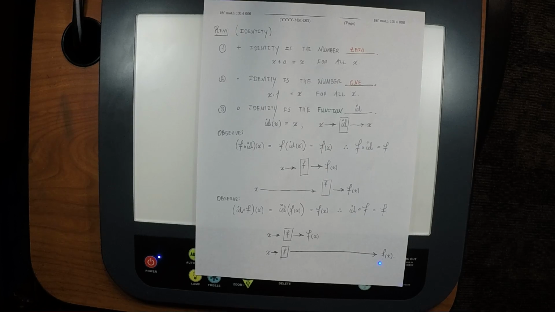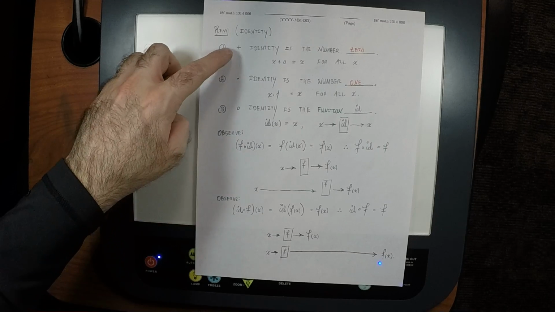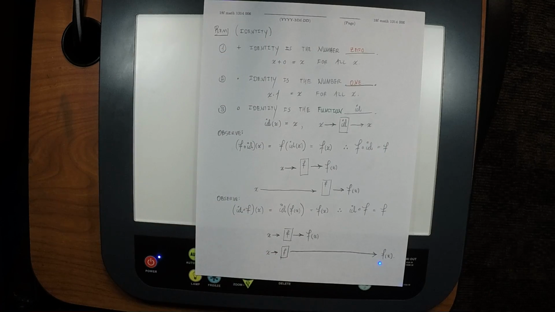Why is negative 5 the additive inverse of 5? Because when you add those things, you get 0. And what's special about 0? It's the additive identity. Let me stress the words here. What is the additive inverse of 5? It is negative 5, because when you add 5 and negative 5, you get the additive identity, 0.